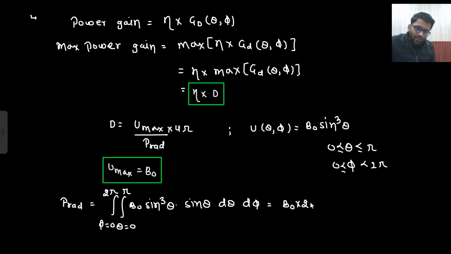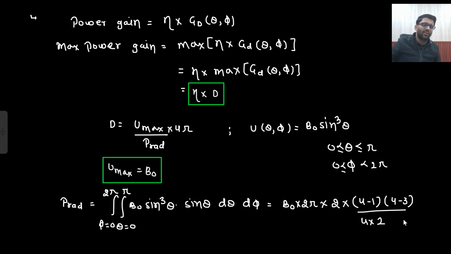B naught into 2 pi, if you take the limit of phi, that would be 2 pi. Now I need to solve sine to the power 4 theta, and the limit is from 0 to pi. I remember the formula for 0 to pi by 2, so I multiply by 2. For 0 to pi by 2, the power is 4, so (4 minus 1) into (4 minus 3) divided by 4 into (4 minus 2), and then 0 I don't need to write. Then, since it is an even number, pi by 2.